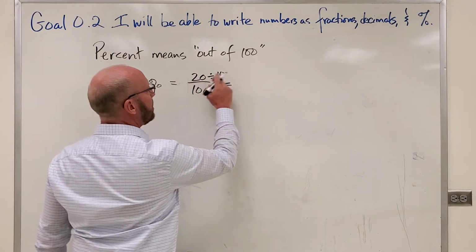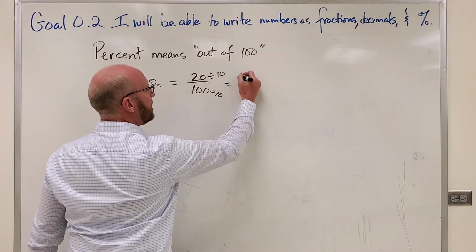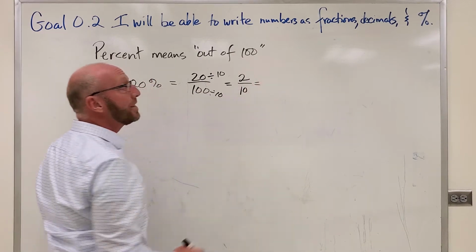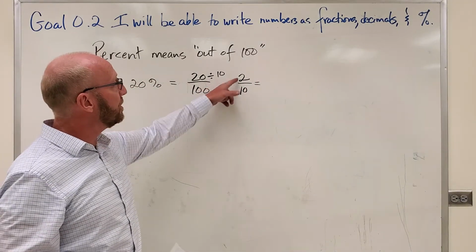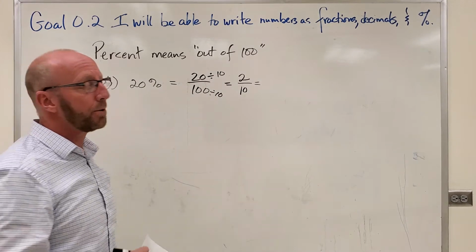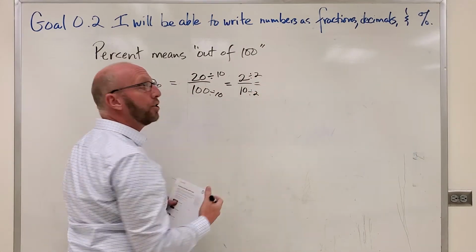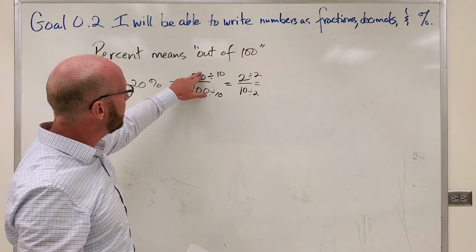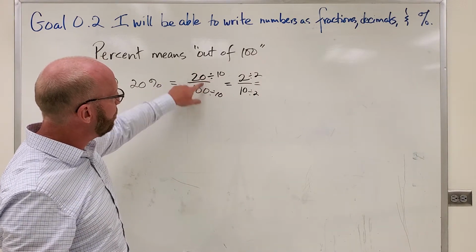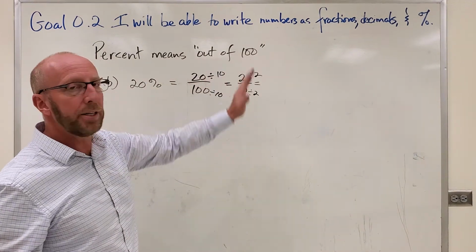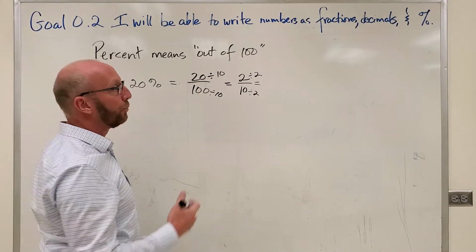So how many 10's in 20? 20 divided by 10 is 2. 100 divided by 10 is 10. I still can reduce, because what goes into 2 and 10? The number 2. So I could divide by 2. I could have started here and divided by 20 to start with. 20 goes into 20, 20 goes into 100. But this gives us an example of just continually breaking down to come to the final reduced answer.